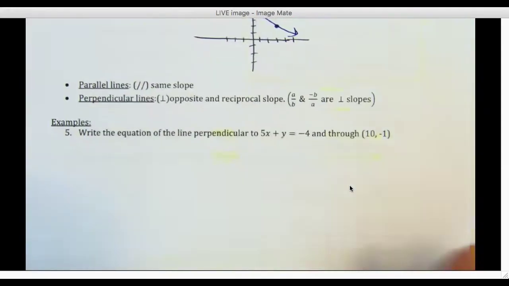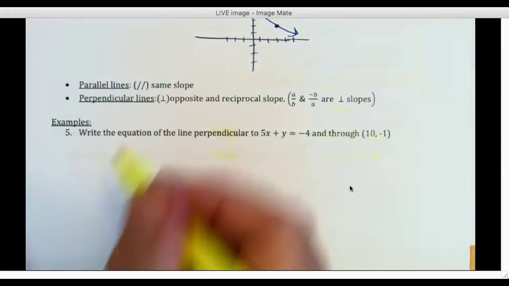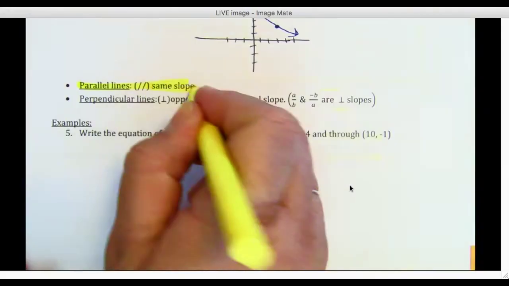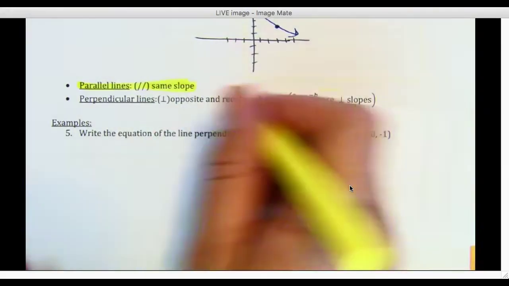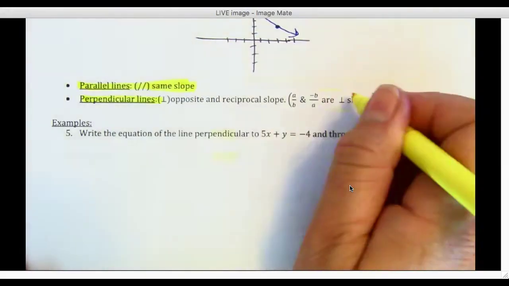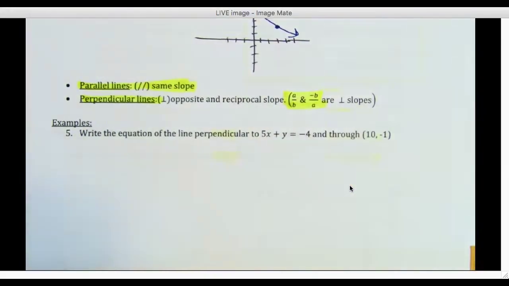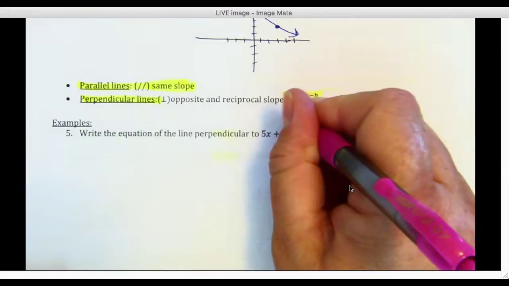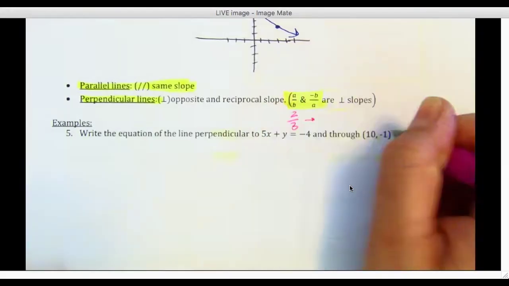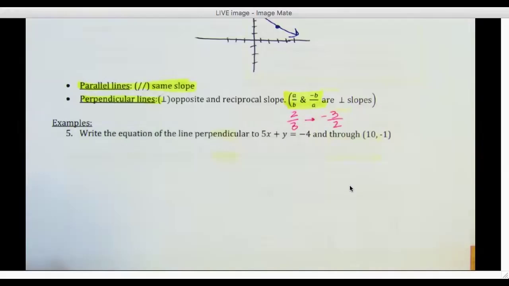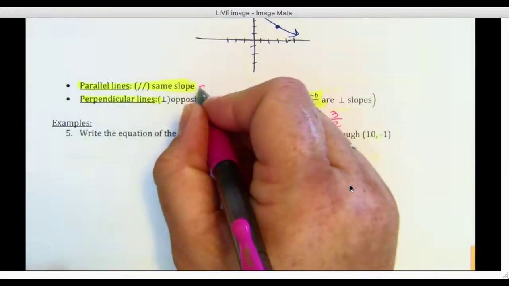Now below here, we have some information about parallel lines and perpendicular lines. Parallel lines have the exact same slope, but they have different y-intercepts. Perpendicular lines have opposite and reciprocal slopes. So for example, if you have a slope of, let's say, 2/3, the perpendicular slope would be -3/2.